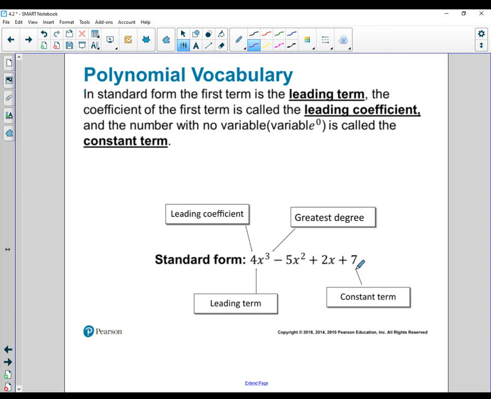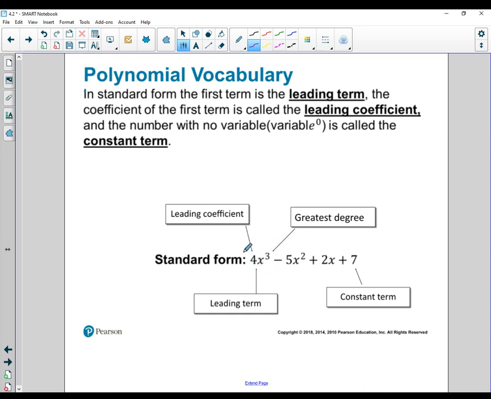The leading term, remember, a term is any amount of stuff multiplied together, so that's a term. And then plus or minus separates terms. So that's a term, that's a term, that's a term, right? So 4 terms.